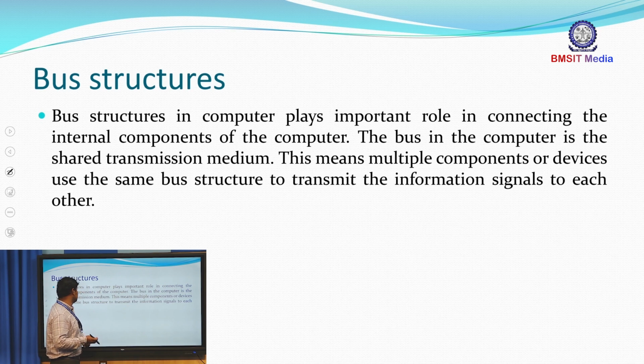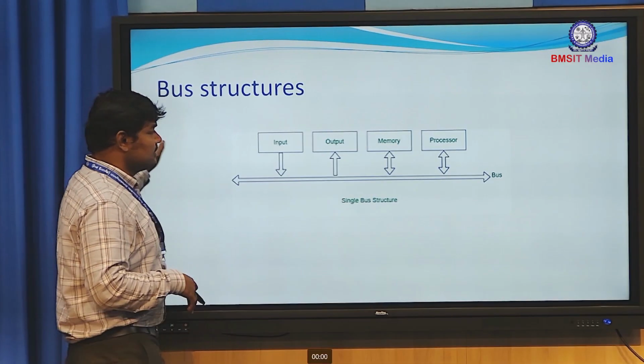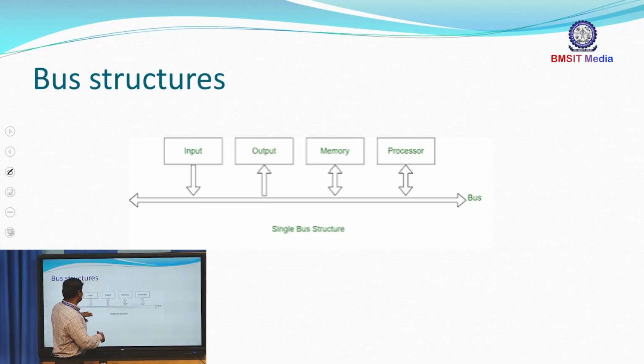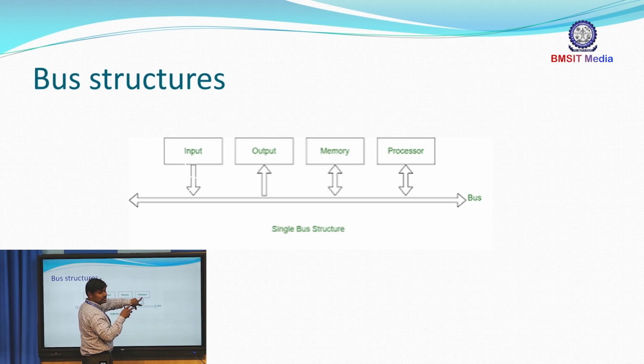The bus in the computer is the shared transmission medium. This means multiple components or devices use the same bus structure to transmit information signals to each other. So we can go to the simple bus structure. This is a single bus structure: all the units are connected to this single bus. Input is connected and output is displayed. Memory is bidirectional because we are storing all the information, and the processor communicates with it.